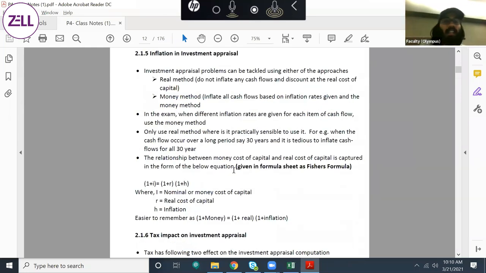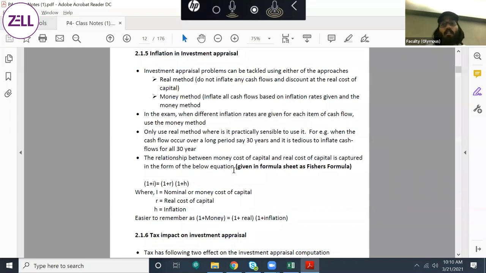Okay. Now, guys, this delayed annuity and delayed perpetuity will come in very handy when you're doing your business valuations and all those things. So just keep these basics in mind.